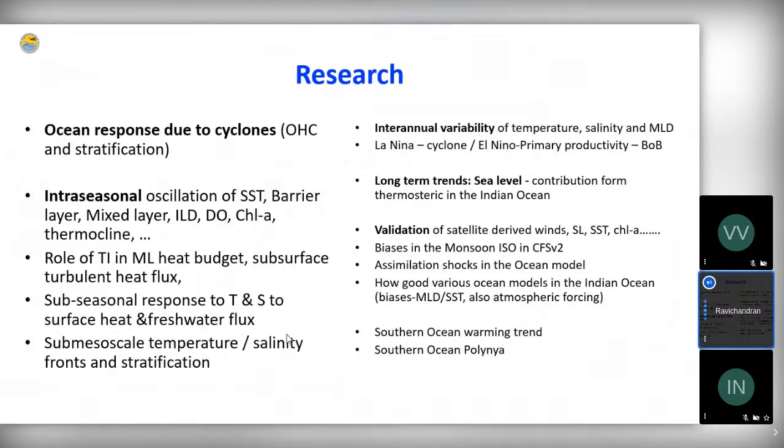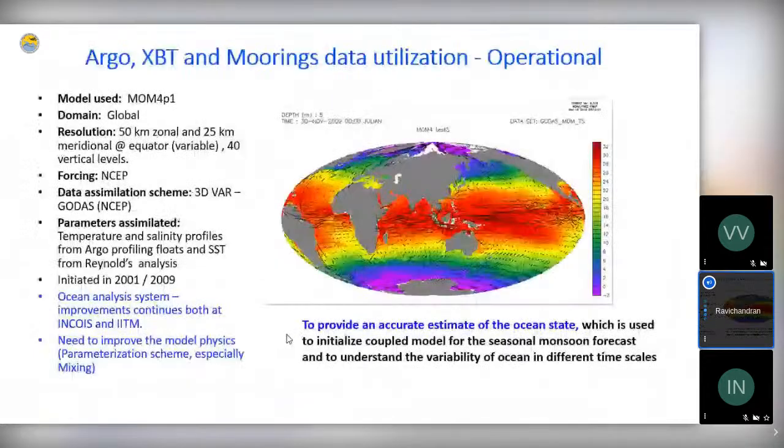So there are many outcomes, and of course I'm not able to synthesize all of what has come out from the ocean observations, but it has given a tremendous amount of new insights into the North Indian Ocean or Indian Ocean. Apart from understanding, it is also used for assimilation, especially the Argo, XBT, and mooring. All this data is being assimilated in the ocean model. From that, we are able to provide an accurate estimate of the ocean state, which is used to initialize the coupled model for seasonal forecast of monsoon, as well as to understand the variability of the ocean on different time scales.